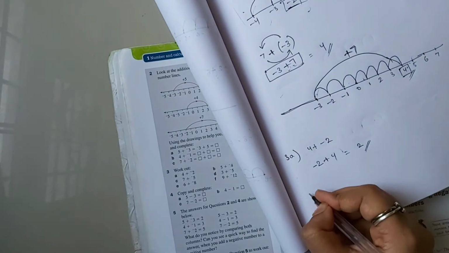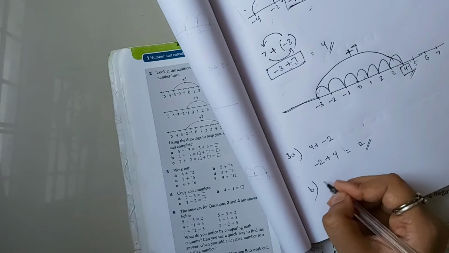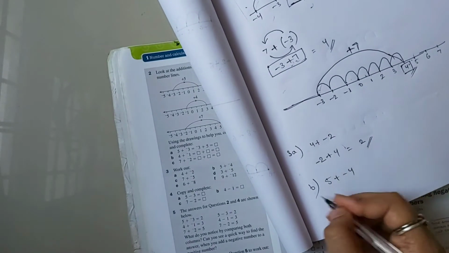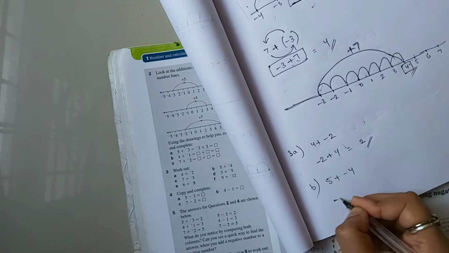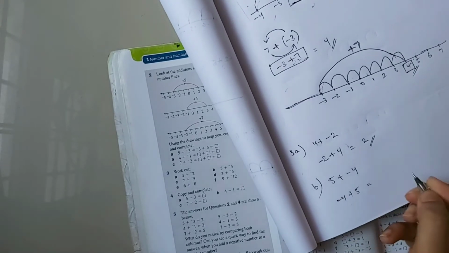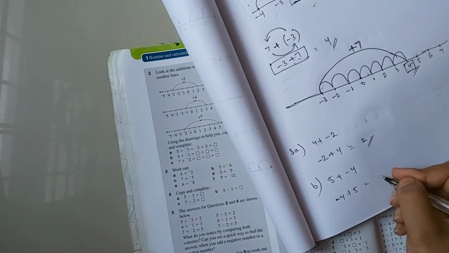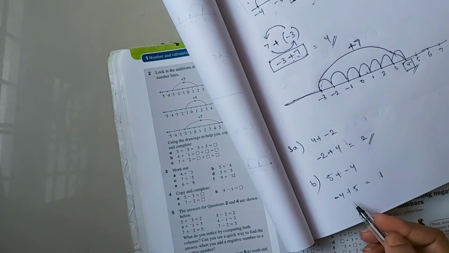That's it. Now B. 5 plus minus 4. Again, switch the places. That gives us minus 4 plus 5. 5 minus 4, if you take out 4 from 5, that gives us what? 1. And which one is the greater number?